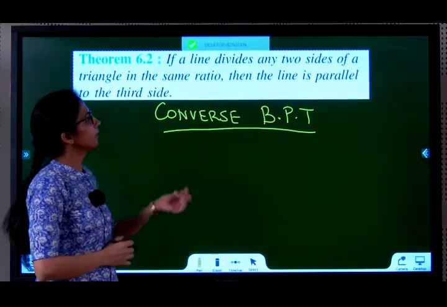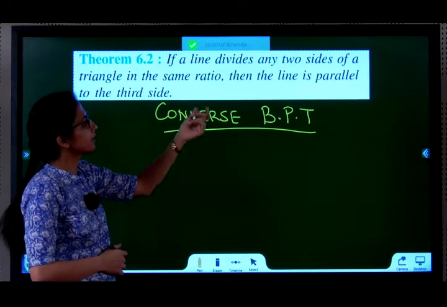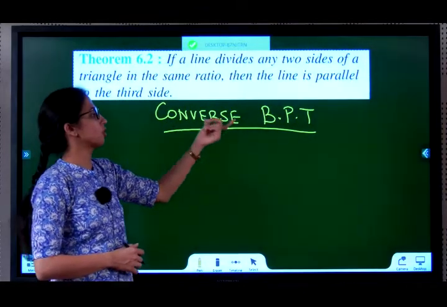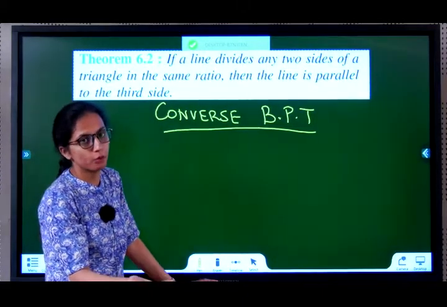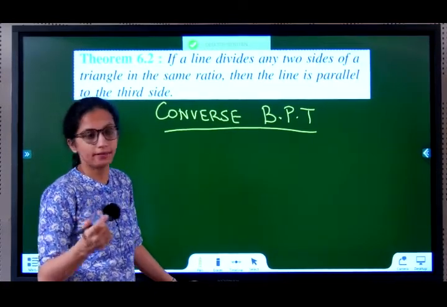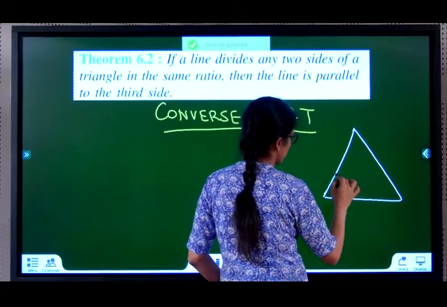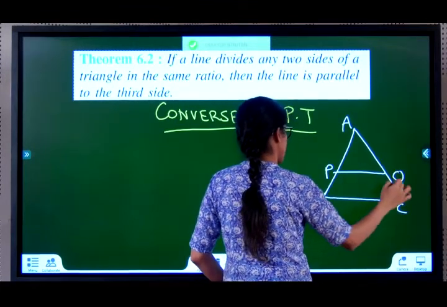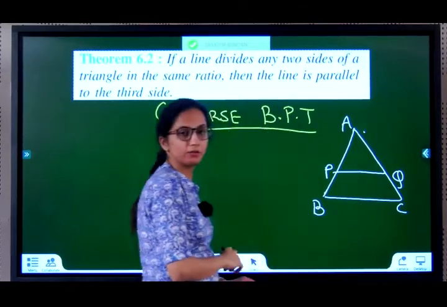Theorem 6.2. If a line divides any two sides of a triangle in the same ratio, then the line is parallel to the third side. This is nothing but the opposite of BPT, called converse BPT. In BPT, we took parallel sides and the sides became in proportion. Here they are telling you to take sides in proportion and prove that those two sides are parallel. So here they are giving you AP by PB is equal to AQ by QC. You have to prove PQ is parallel to BC.